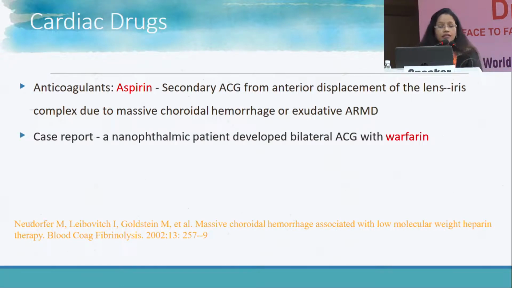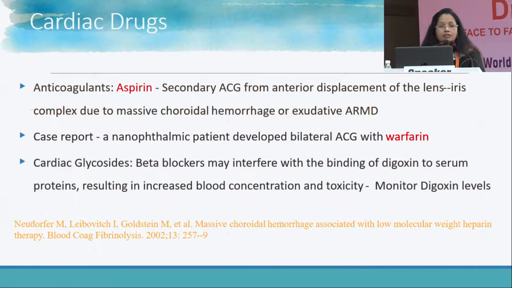There was a case report of a non-ophthalmic patient who had bilateral angle closure glaucoma with warfarin. So whenever patients are using these medications, we should be careful about secondary angle closure glaucoma which might occur in these patients.